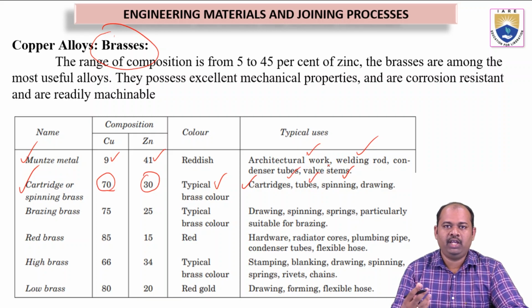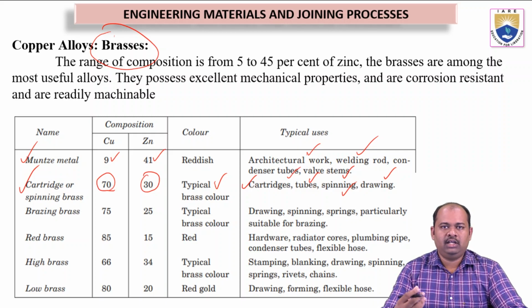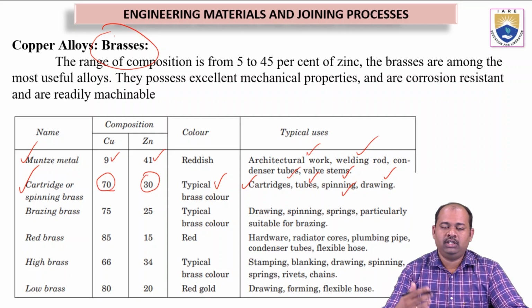They can be used to make long pipes, and spinning and drawing processes can also be done on this brass. The spinning process is like making thinner and thinner sheets while using centrifugal force. That is called spinning. And drawing means drawing the copper into thin wires. We can pull the wires while heating or applying some kind of force on it. We can actually prepare the wires which are made up of copper. That is brass, which is an alloy of copper.